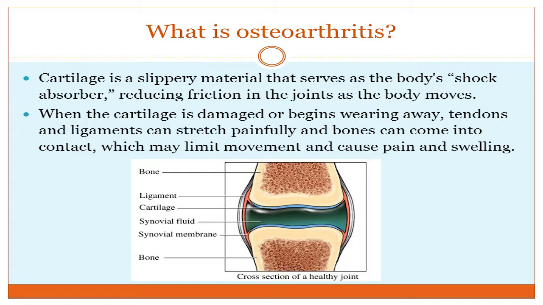So cartilage, this is a slippery type of material or cushion that serves as the body's shock absorber. It reduces friction in the joints as the joints bend and move. So this is a picture of a typical joint. Here on either side are the bones. The cartilage is this shiny, smooth lining at the end of each bone. In between the two bones and the cartilage lining is a space that's filled with joint fluid that serves as a lubricant to allow the joints to move smoothly.